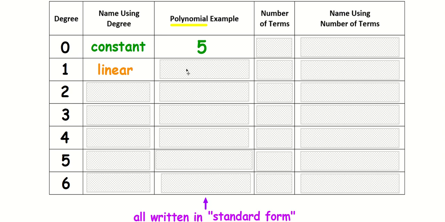If the degree of the polynomial is 0, we use the word constant. If the degree is 1, we use the word linear. If there is no variable, like here's an example, this has a degree of 0, so we just call it a constant. If the degree is 1, like look at this, 7x to the 1 power, this polynomial overall has a degree of 1, so we call this linear.